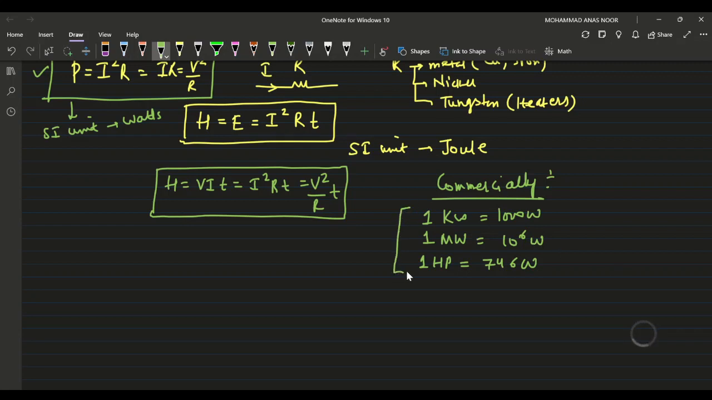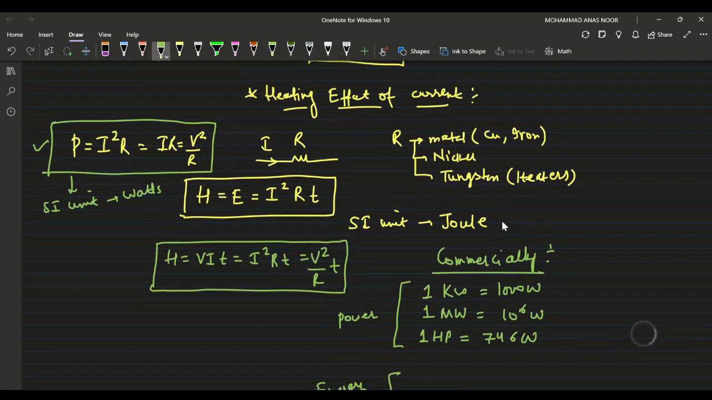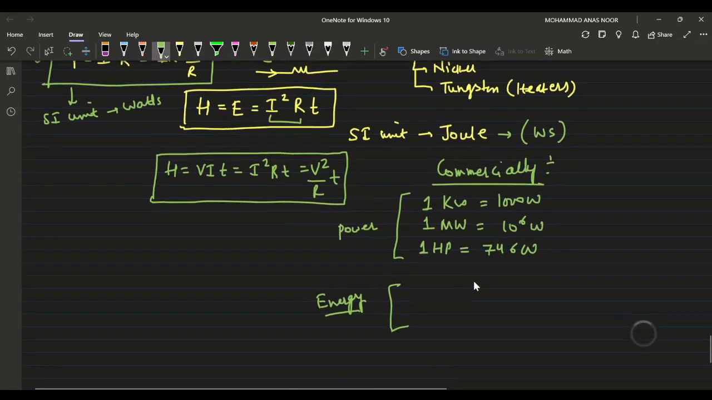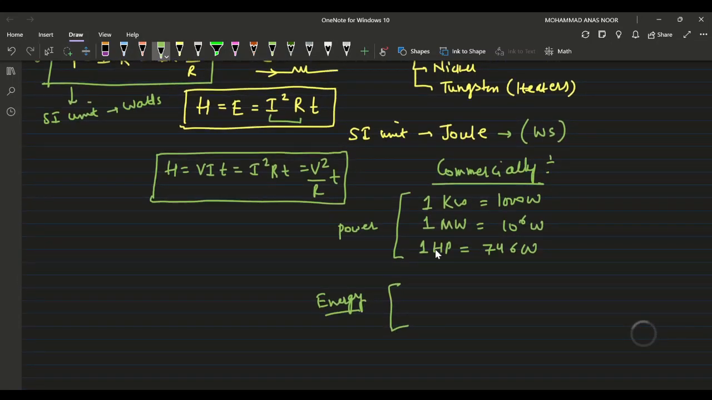Similarly, equivalent to this unit of power, we have a unit of energy. The corresponding unit of energy can be joule, which is in fact watt into seconds, because you are just multiplying power with time. So the unit should be watt into second. But commercially, the energy units are not just watt into second or joules. What we use is the kilowatt hour.